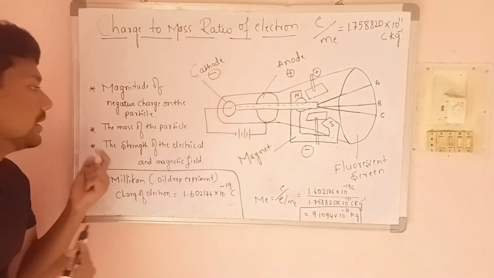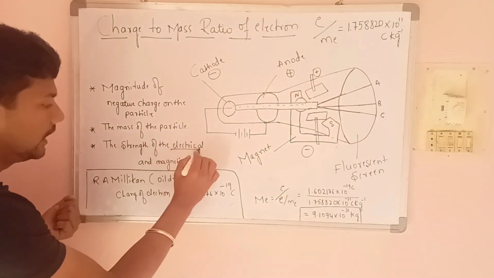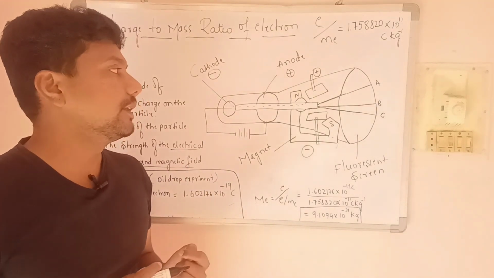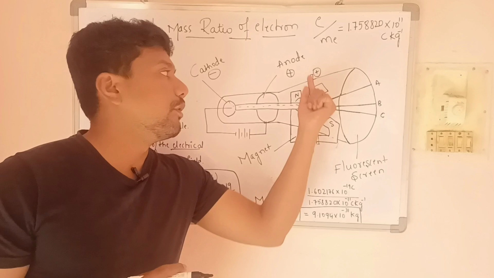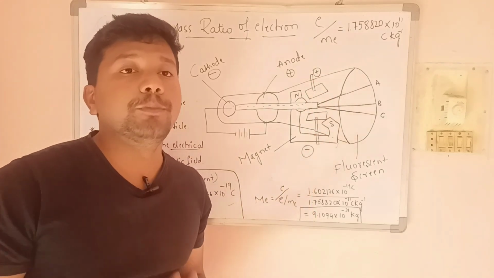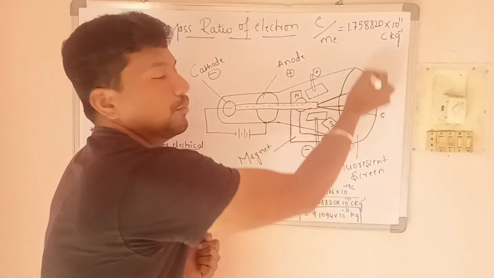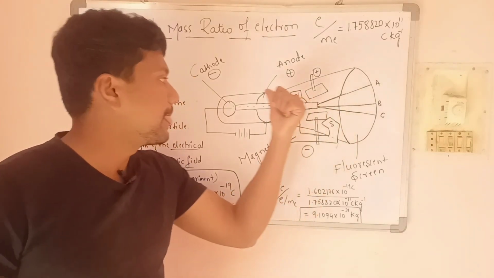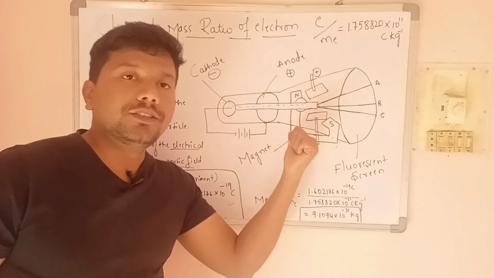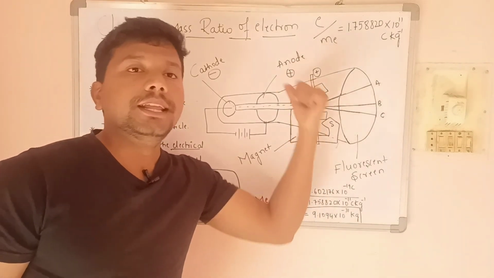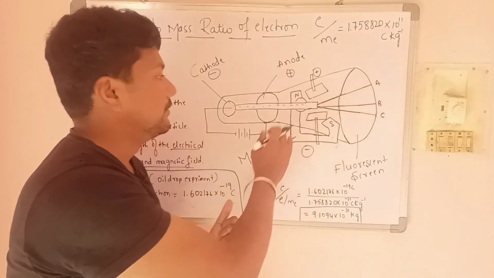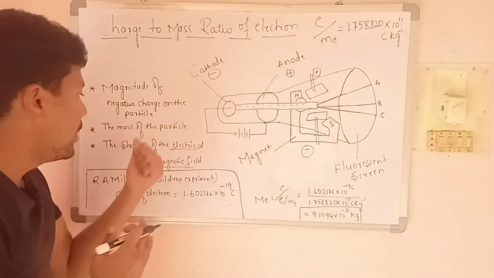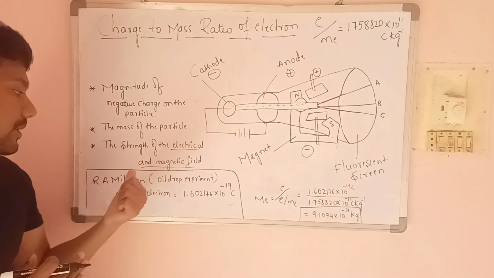The third point is the strength of the electric and magnetic fields. The deviation also depends on the strength of the fields. If the strength of the electric field is more, the deviation will be more. When the strength of the electric field is less, the deviation will be less. In the same way, if the strength of the magnetic field is more, the deviation will be more. If it is less, the deviation will be less. These are the points on which the deviation depends.